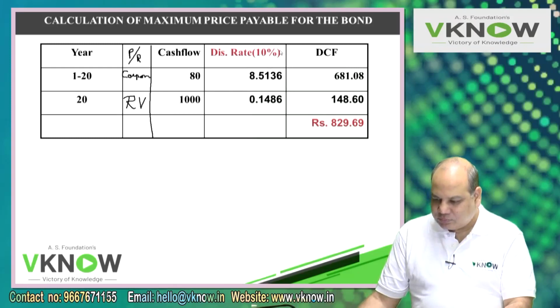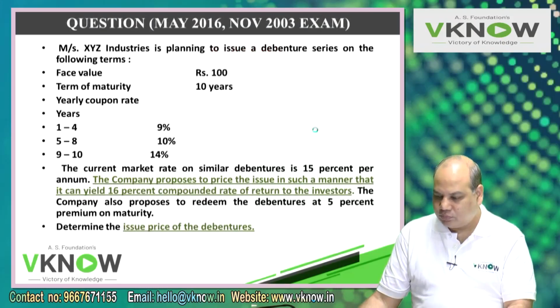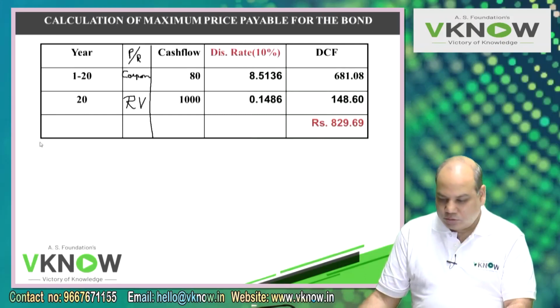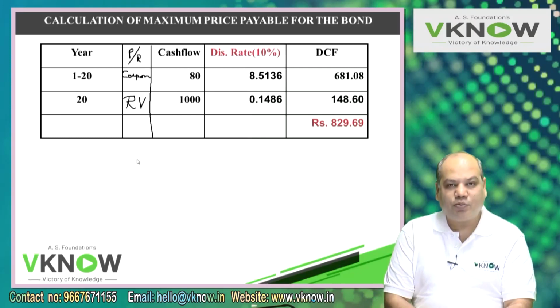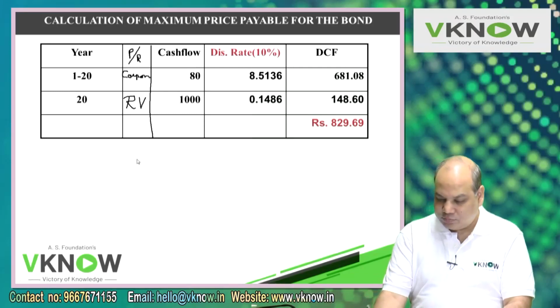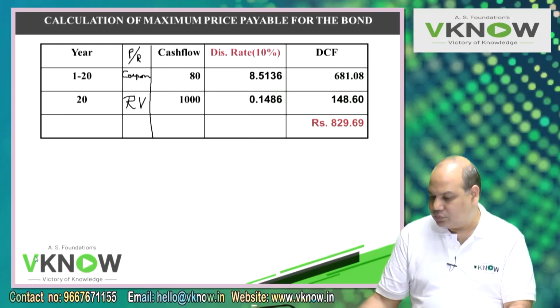Same observation. If your required return is more than the coupon rate, the present value of the bond is less than the face value of the bond. So write down the note: the maximum price that should be paid for this bond is rupees 829.64.